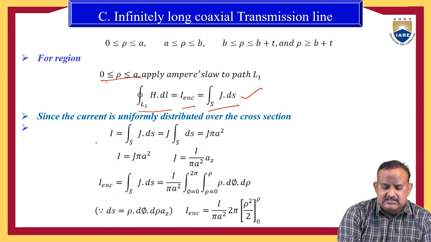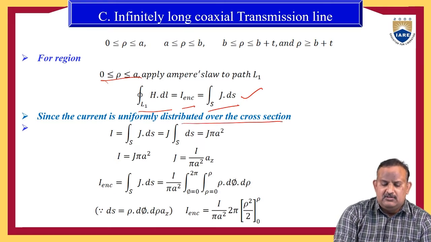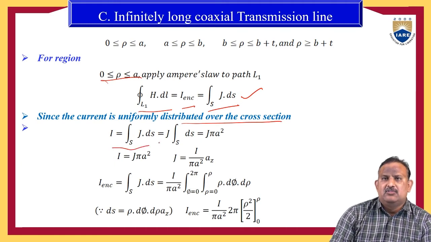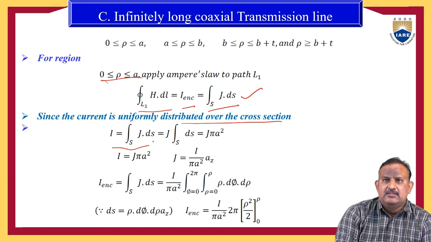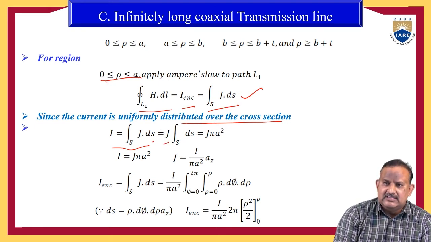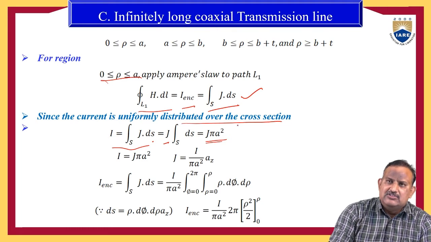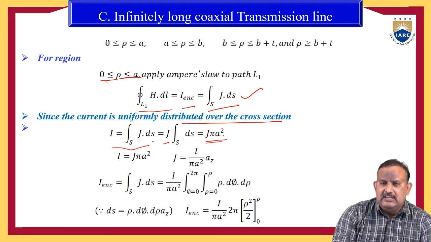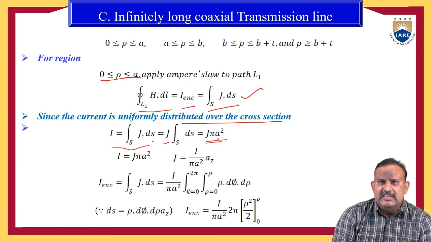Since the current is uniformly distributed over the cross section, we can find the current density. The current I is equal to the surface integral of J dot ds, where J is constant, so keep it outside. Therefore the surface integral of 1 ds. The surface area of a circle is pi r squared, where r is the radius of the circle. Because we assume the radius of the inner circle is A, the surface area is pi a squared. Therefore it is J times pi a squared.